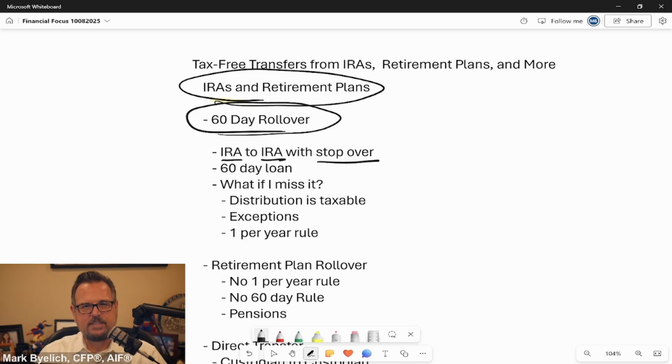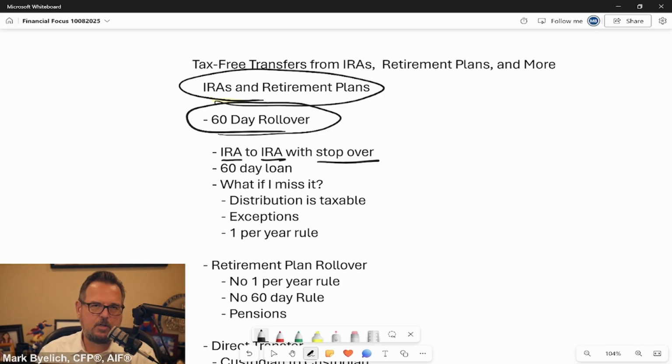So what do I mean by stopover? It means that you accept the funds. If I have an IRA account, let's say I have an IRA CD at my local bank, and I want to take that CD when it matures and invest it into my investment account at, for example, Vanguard. Well, instead of doing a transfer from the bank directly to Vanguard, I say, I'm going to make this easier on myself. I'm going to receive those funds. They're going to make the check out to me.